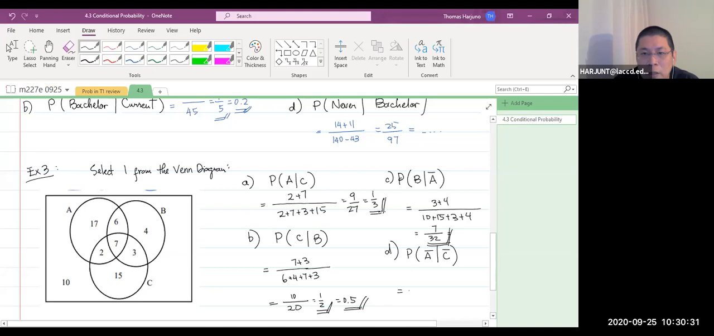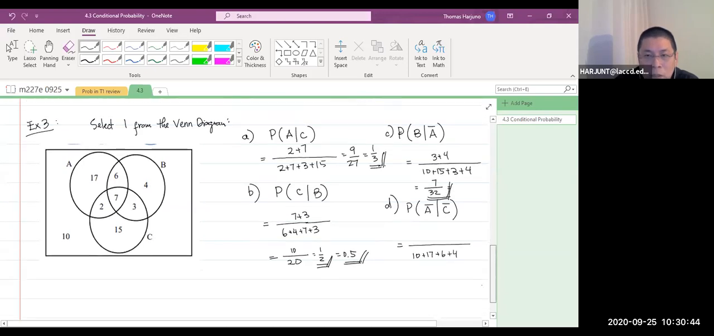Now finally, probability of not in A knowing it is not in C. Not in C is 10 plus 17 plus 6 plus 4. That's 37. Of those 37 elements, how many of them not in A? That's 10 and 4. There are 14 elements not in A of those not in C.